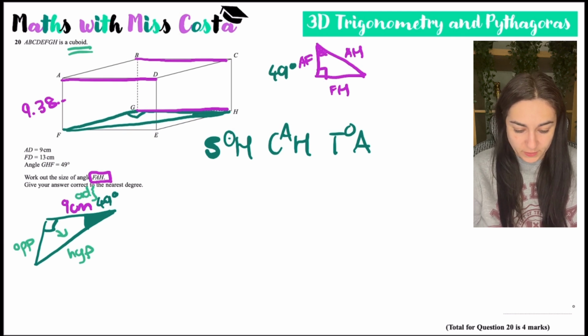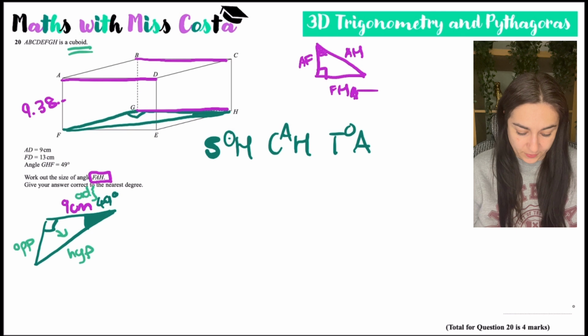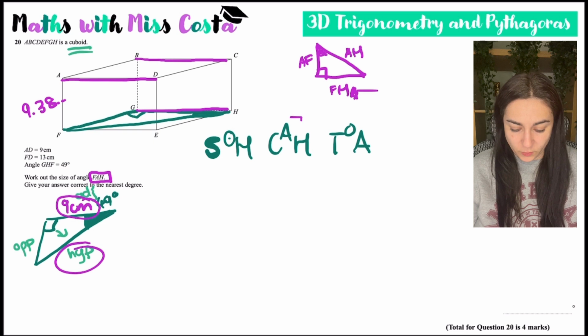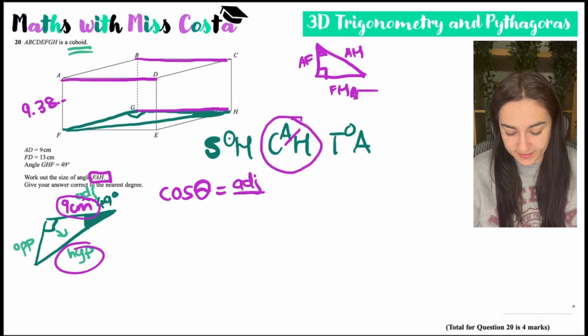So what am I trying to work out? Well, for my final triangle, this one here, I know that I'm going to need the value of FH. So I'm going to want to work out the value of the hypotenuse. And I've been given the value of the adjacent. So if you've got the adjacent and the hypotenuse, you know you're going to use CAH. So you write out the formula. Cos theta is the adjacent over the hypotenuse.